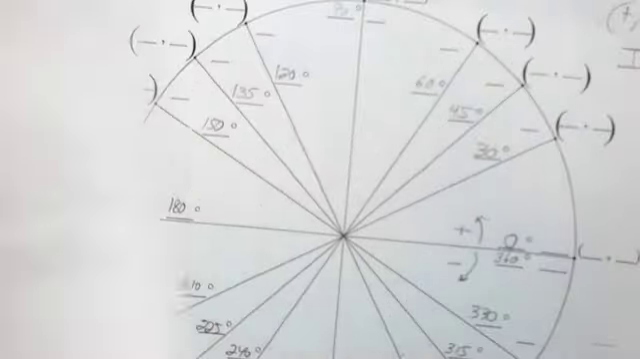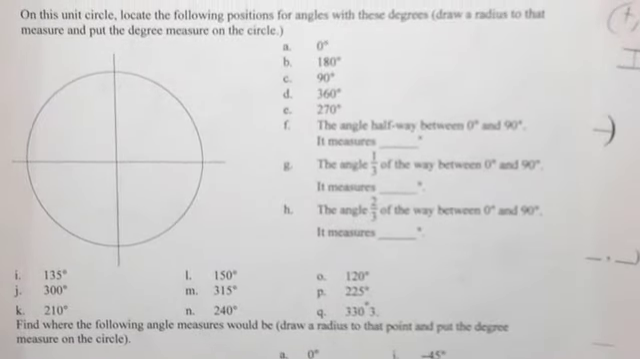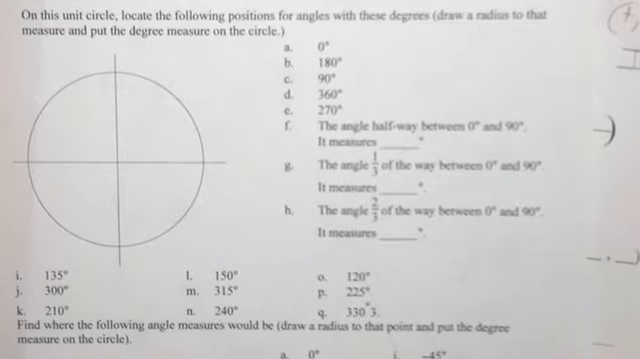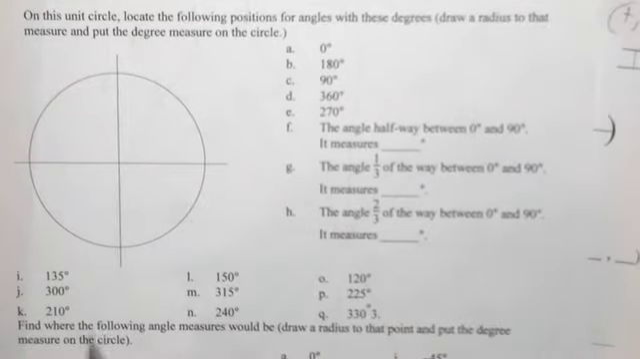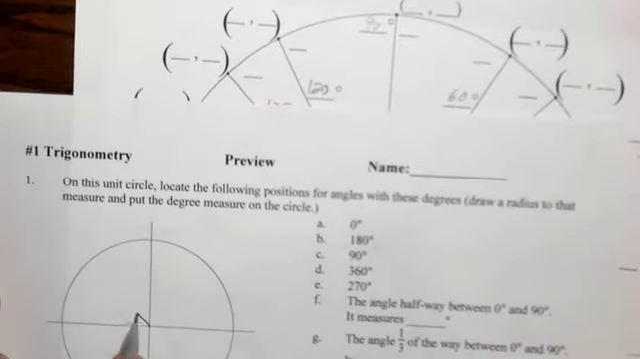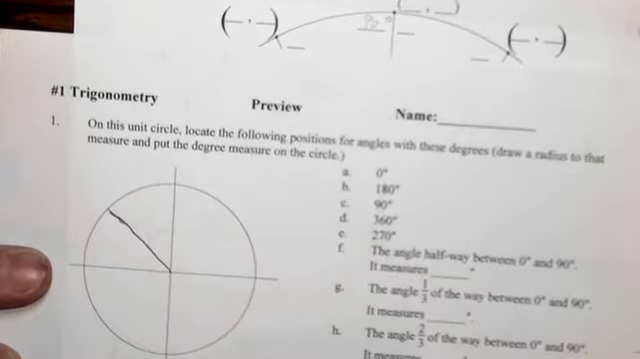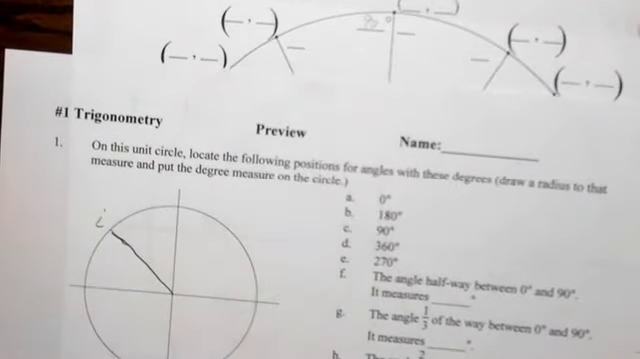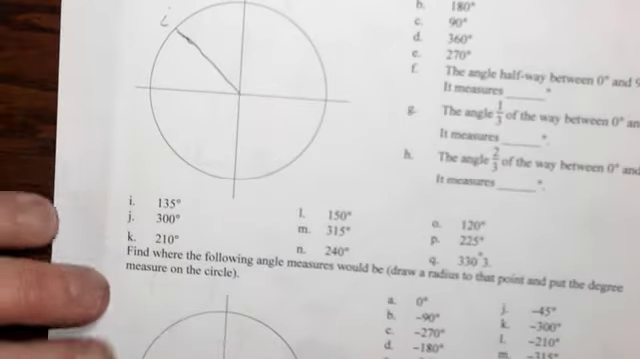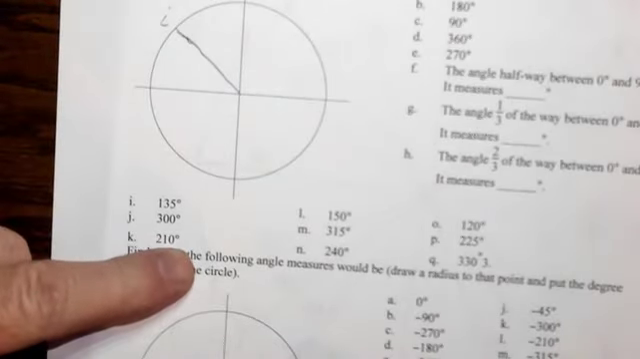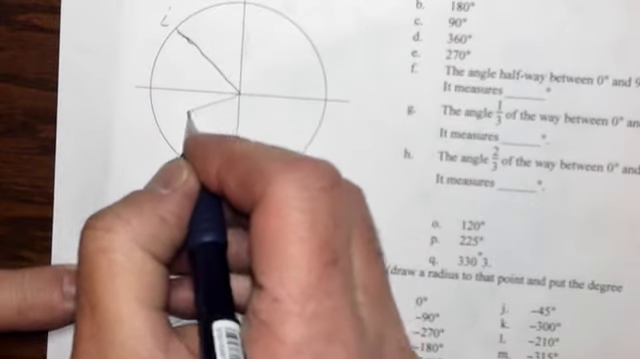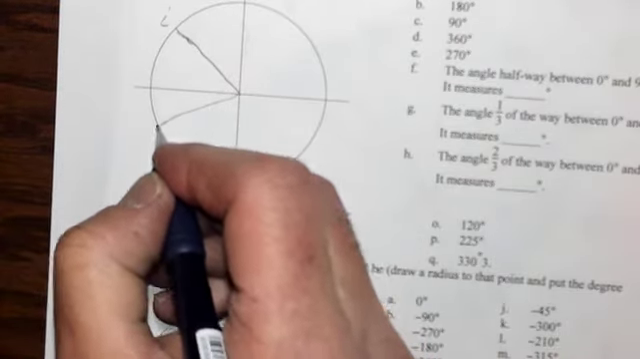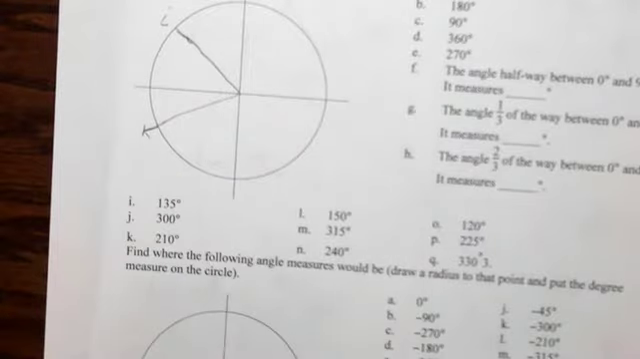So really your assignment today is going to look kind of like this. And it's going to ask you on the unit circle, locate the following position for angles with these degrees. Draw a radius to the measure and put the degree on the circle. And so what you're going to do is for each one of these, like 135. Well, 135 was the halfway point in between here. So all I do is just draw a line right there, and that is item I, so I'll label it as I. If we look at, let's see, that's K, it's 210 degrees. Well, 210 degrees was the 30-degree angle here. So that's K, so I'd label it as K.